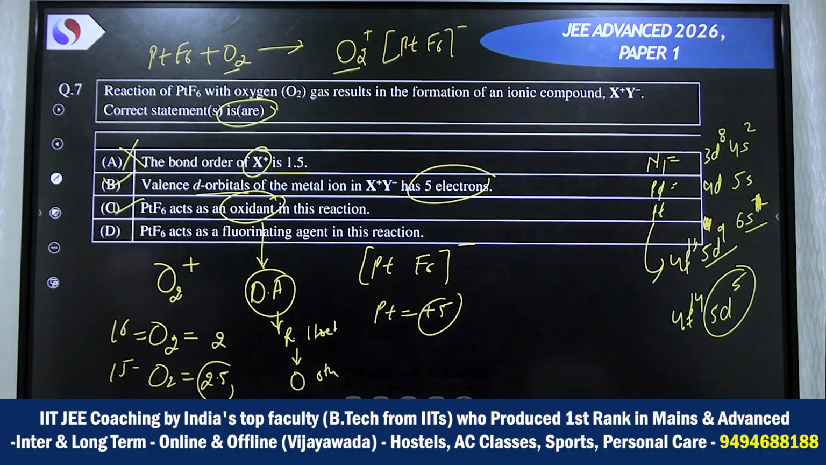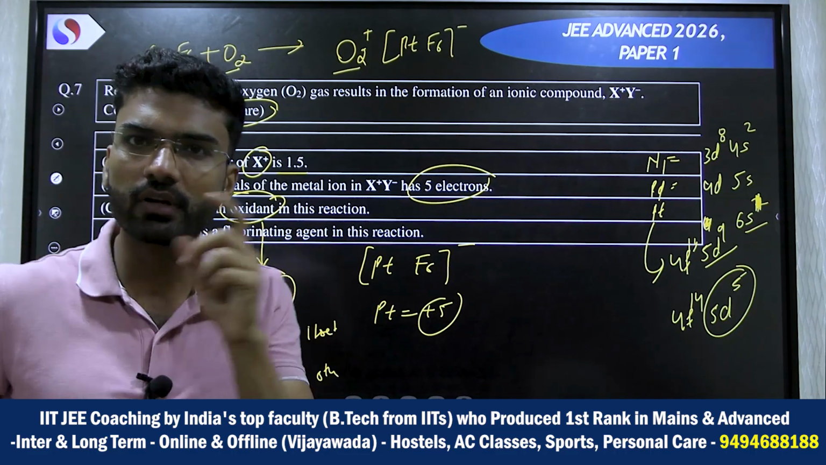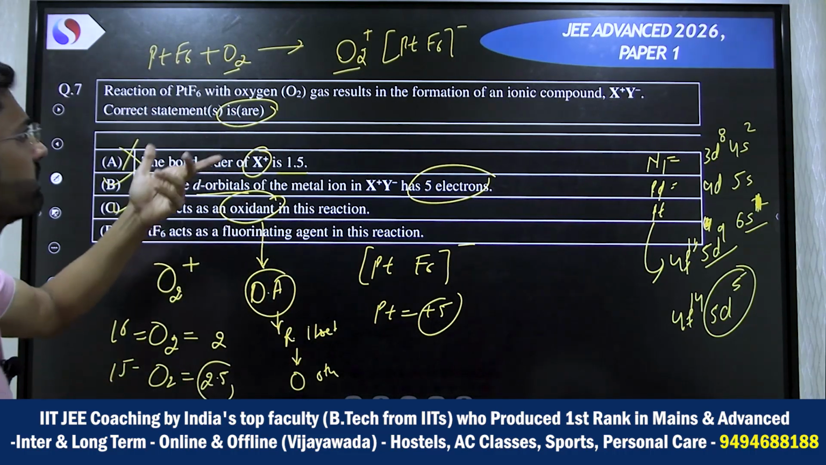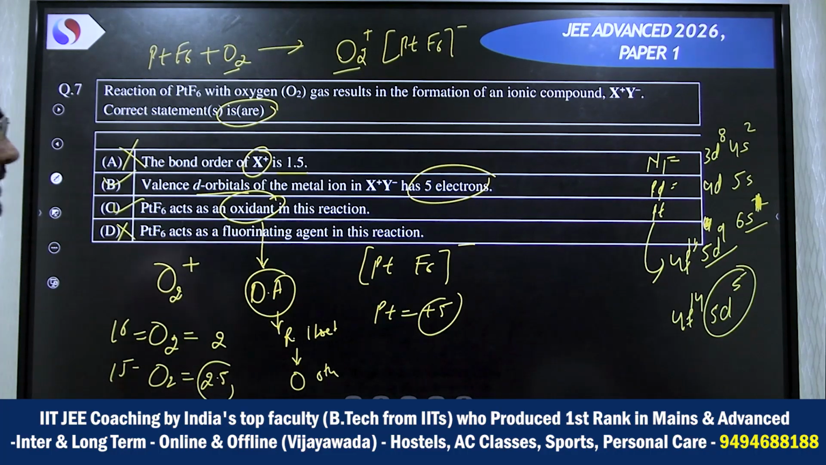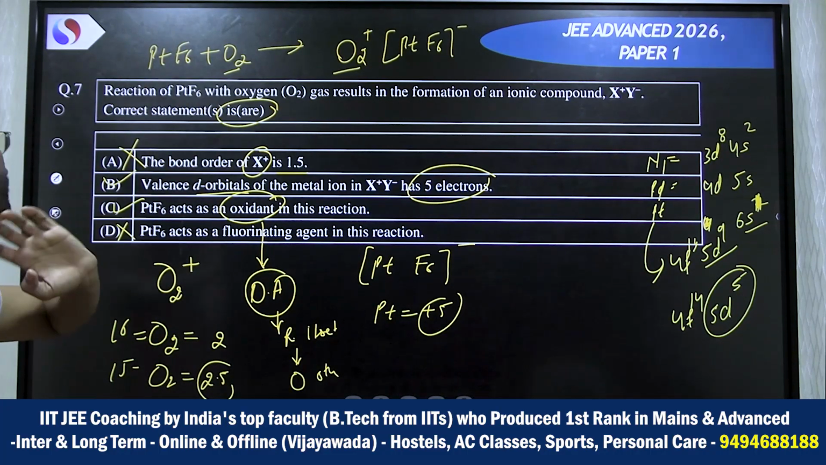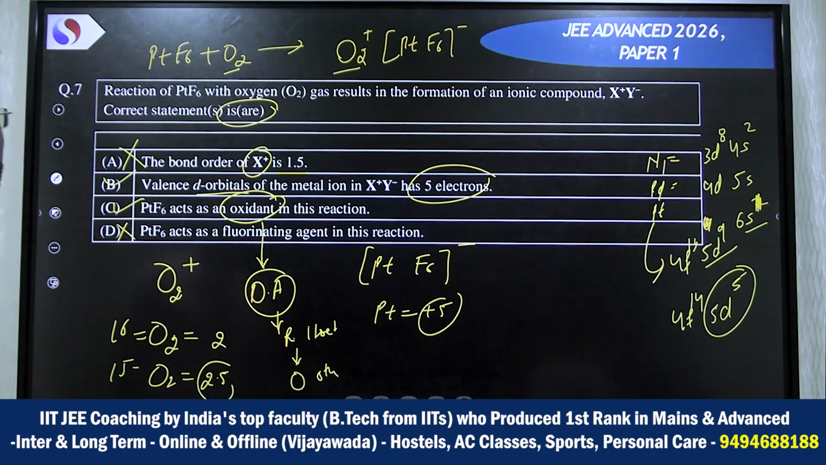PtF6 acts as a fluorinating agent in the reaction. Fluorinating agent means it gives fluorine. No, it is not giving fluorine at any step of the reaction, so it does not act as a fluorinating agent here. So options B and C are the correct options.